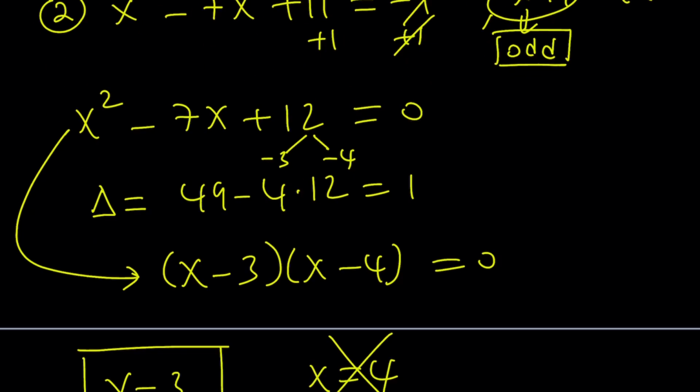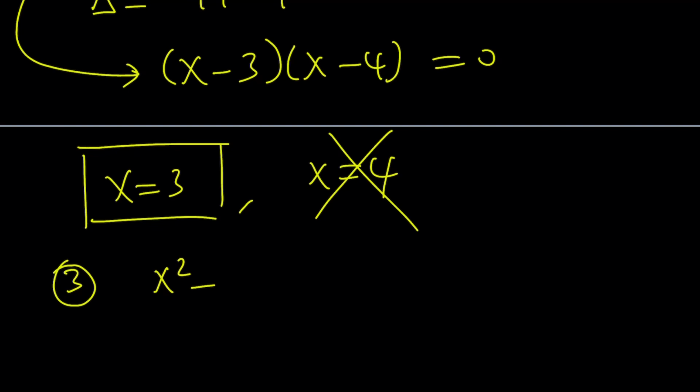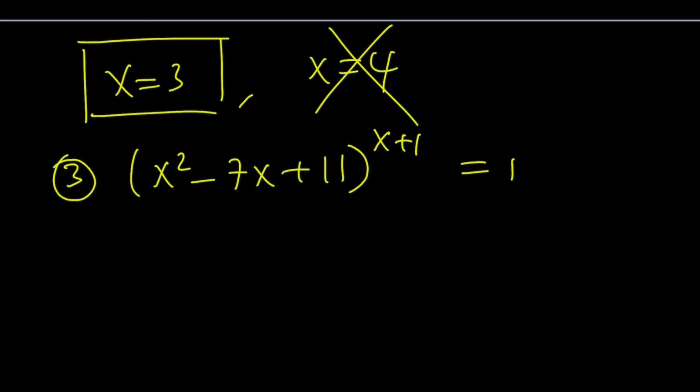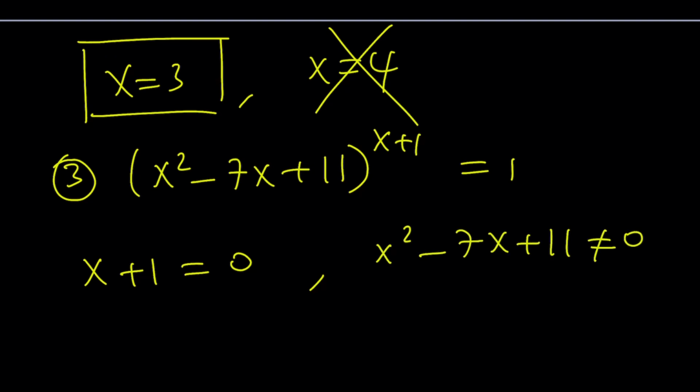So let me copy the equation here. We have x squared minus 7x plus 11 to the power x plus 1 equals 1. And the third case is where the exponent equals 0 and the base does not equal 0. So here's one thing to keep in mind. This equation doesn't have rational solutions, and this equation has an integer solution.